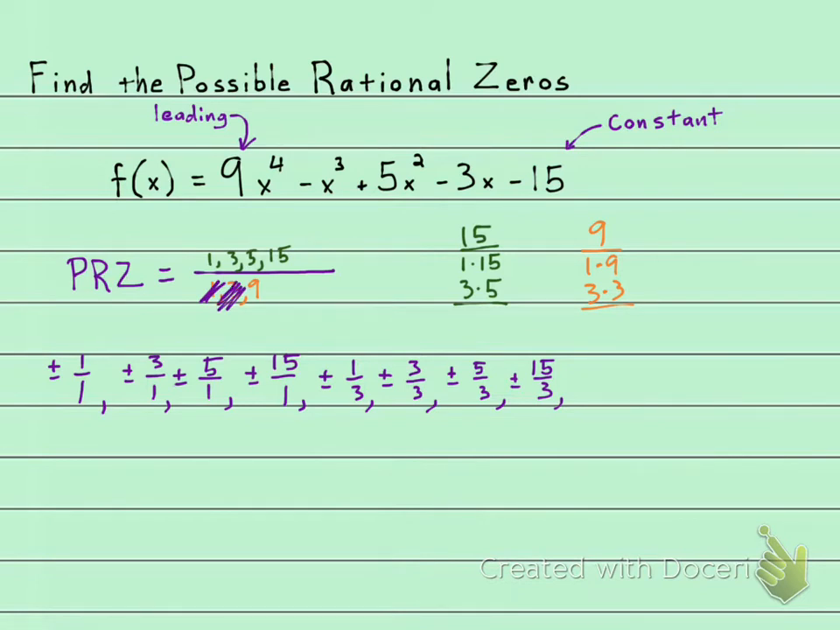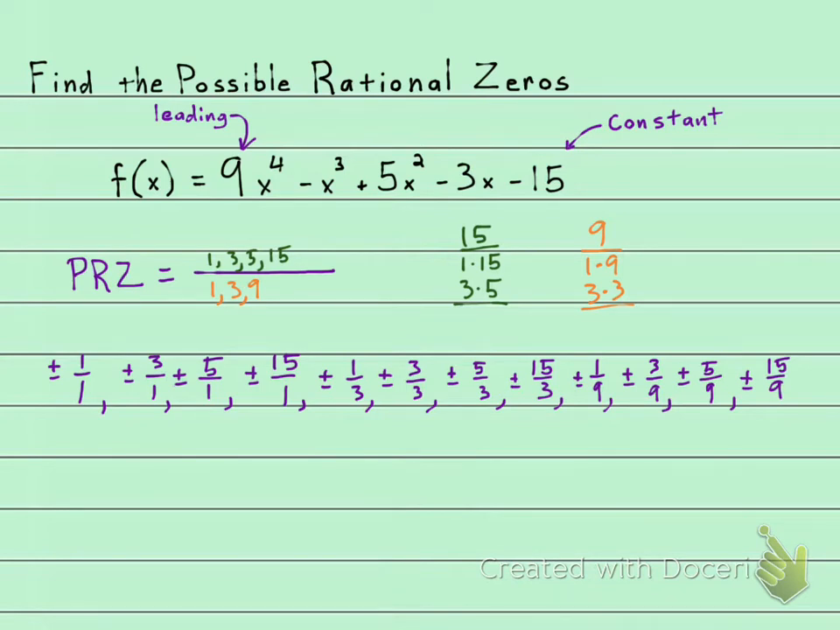Now let's do the 9s. Plus or minus 1 over 9, plus or minus 3 over 9, plus or minus 5 over 9, and plus or minus 15 over 9. Now you might be able to see some repeats and throw them out, but I'm going to simplify all of these, and then we'll be able to see them right there.